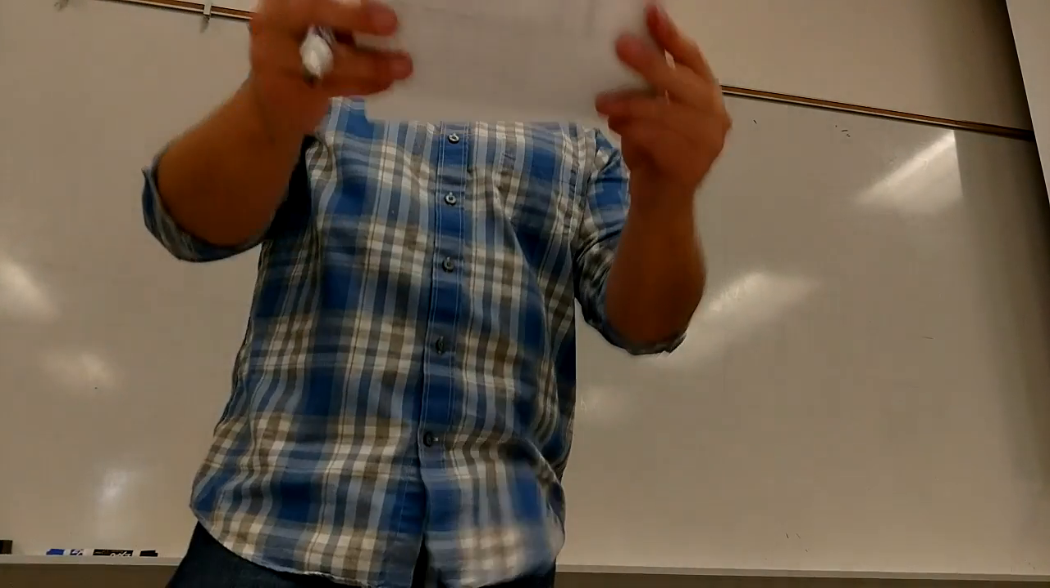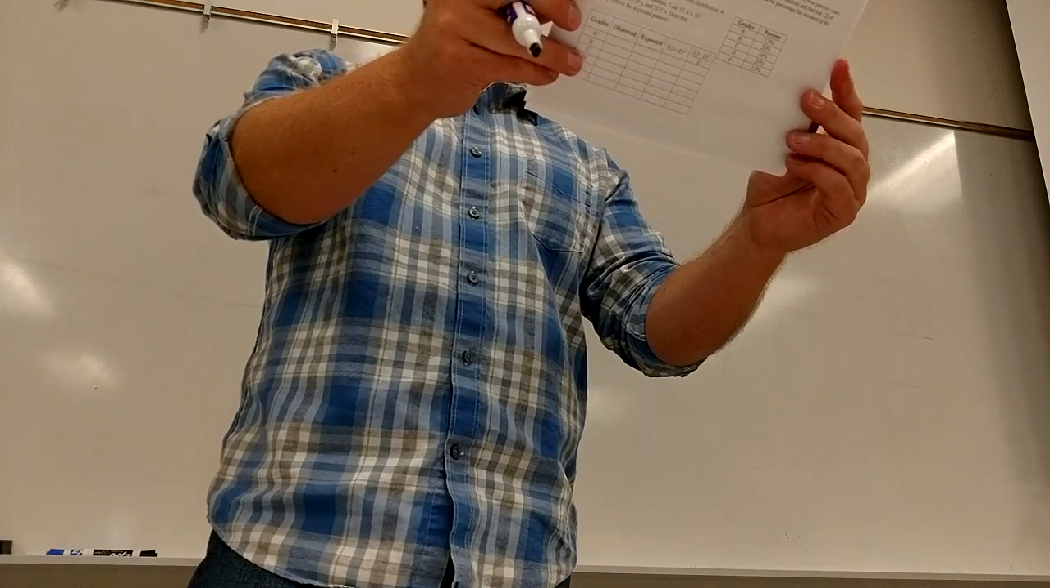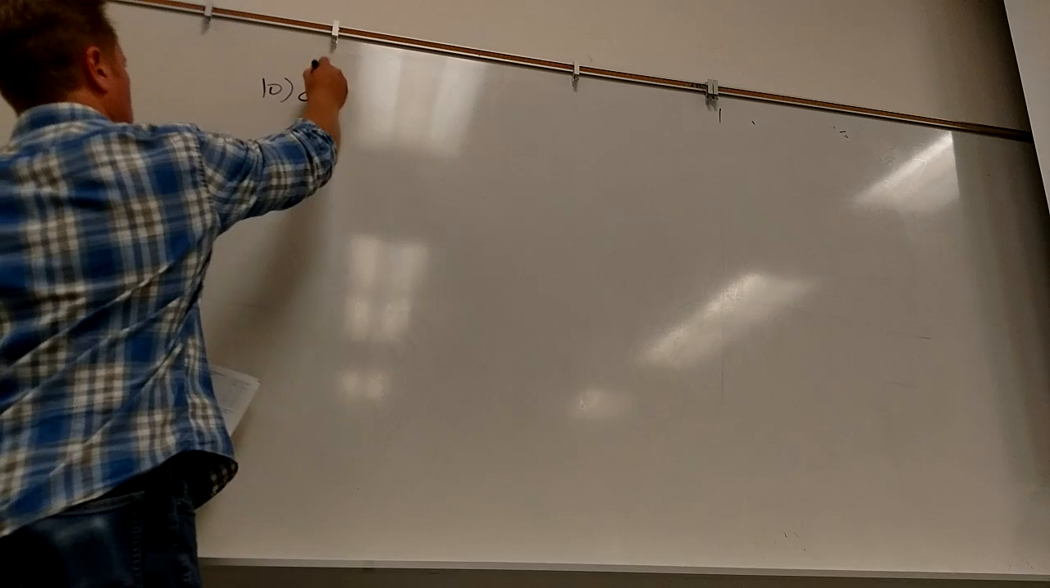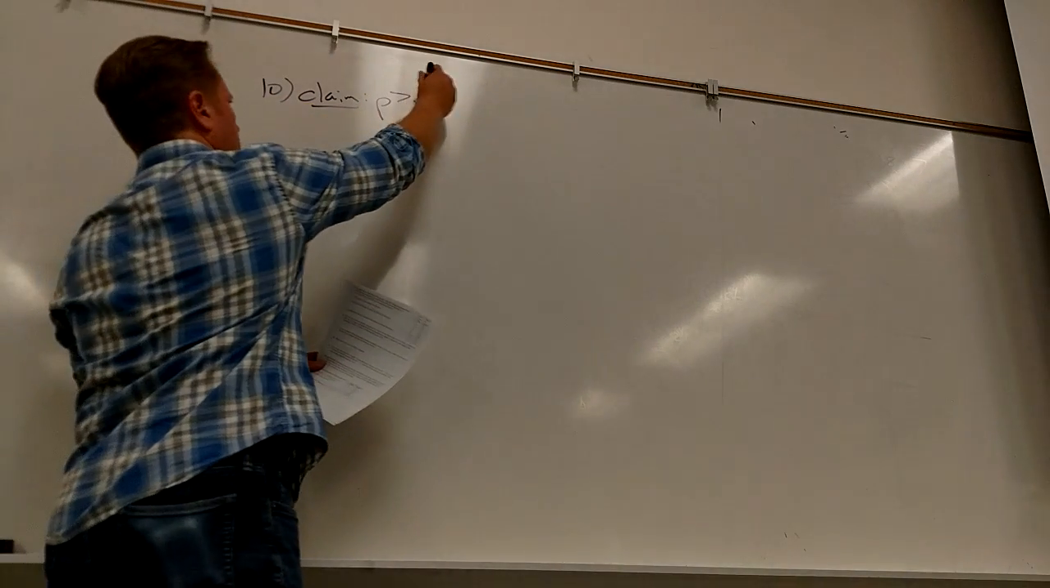So if you look at number 10, can you identify the claim? P is greater than 0.387. Yeah, so the claim is we feel it's increased from previous years, and previous years it's been 0.387. So the claim is P greater than 0.387.